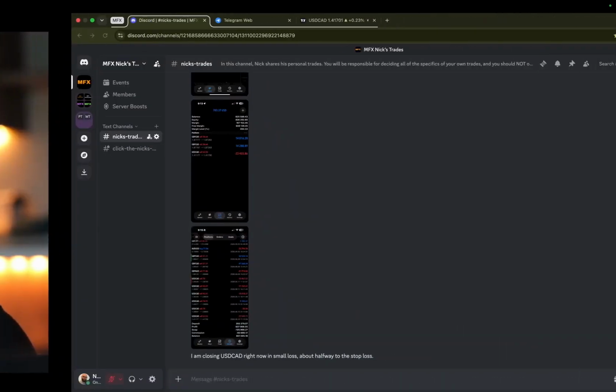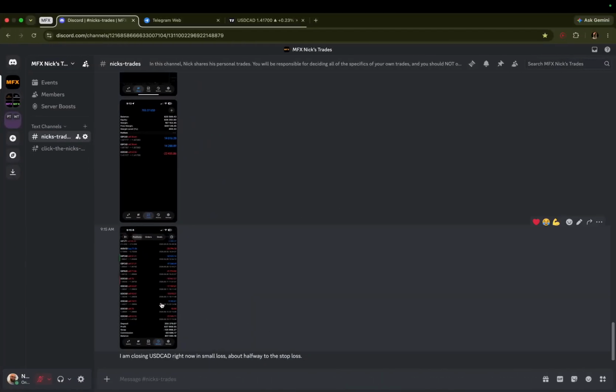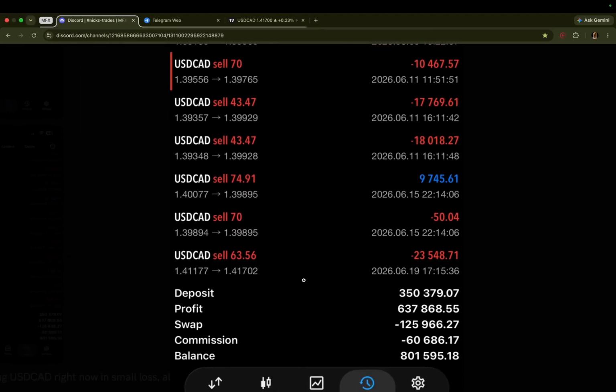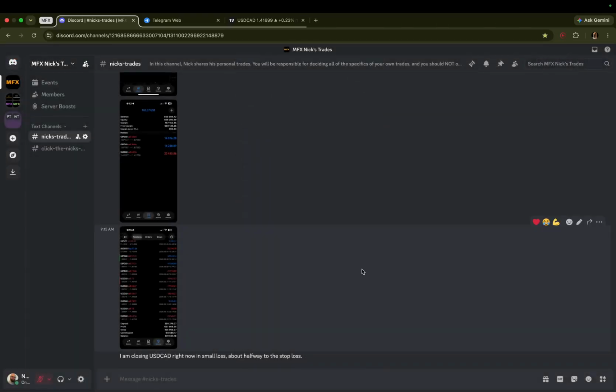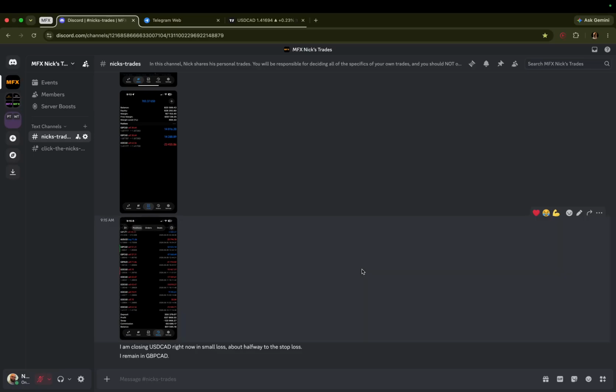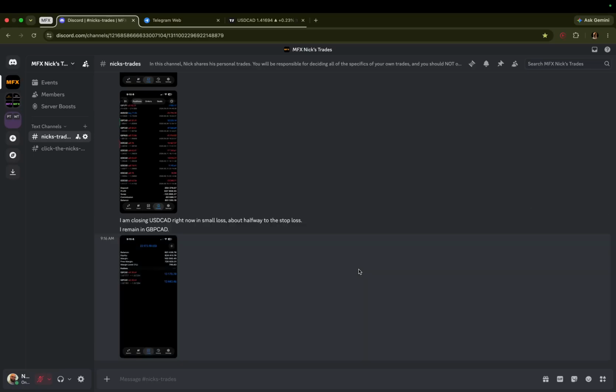And then I'll put, I remain in GBP CAD. So check it out. This is how it looks in Discord where I shared it. Closing USD CAD right now in small loss about halfway to the stop. So it's a $23,000, $24,000 loss instead of a $25,000 loss. And then I'm going to put here, I remain in GBP Canadian dollar, so GBP CAD. And then I'm going to post a screenshot of the actual terminal showing the trades I'm in.